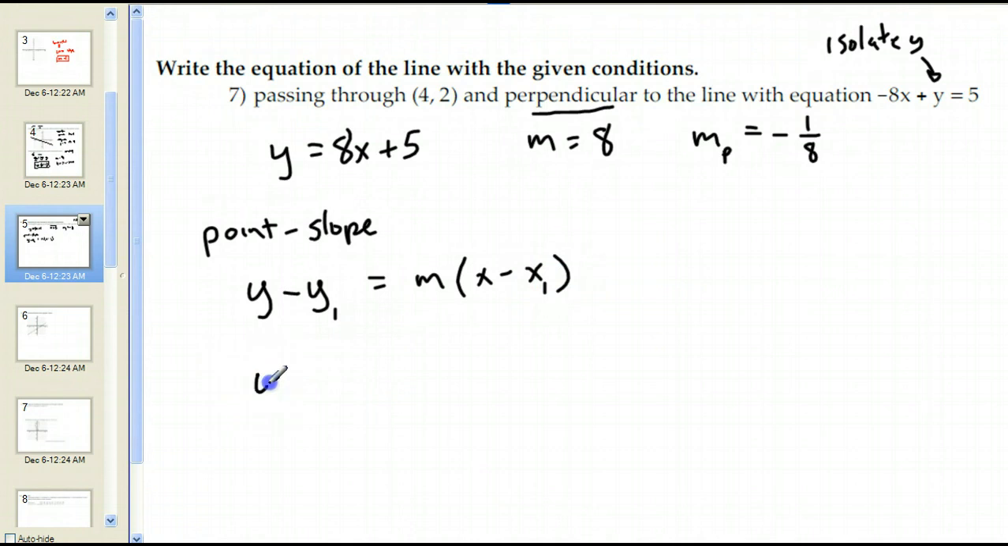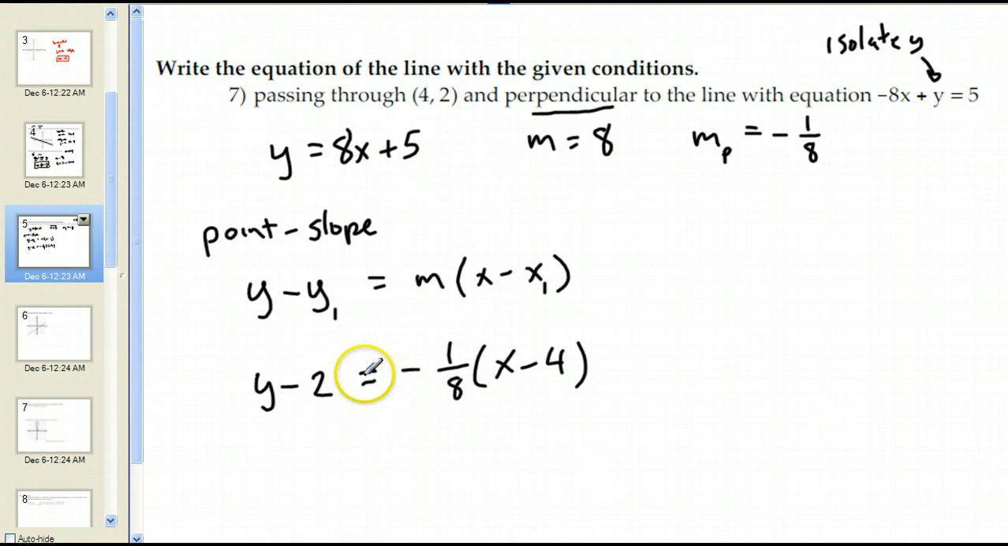Alright, so y minus the y coordinate of the point is 2. So y minus 2 equals the slope we need, which is negative 1/8, because we want it to be perpendicular. X minus the x coordinate of the point is 4. Now technically I didn't specify, but usually the equation we want is y isolated. So we're going to distribute this negative 1/8 through, and then finally add that 2 over at the very end.